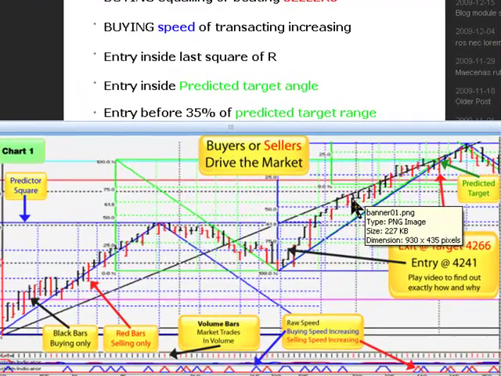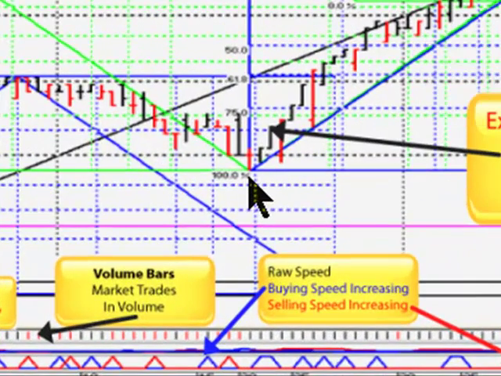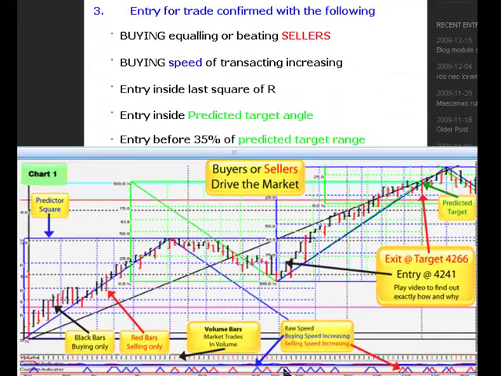Okay, so now we're looking for the final confirmation for entering a trade. We've got our swing low over square. We're now looking for buyers equaling or beating sellers. You can see they've done that here. We're looking for speed of buying transacting to be increasing. We see we have confirmation down here.